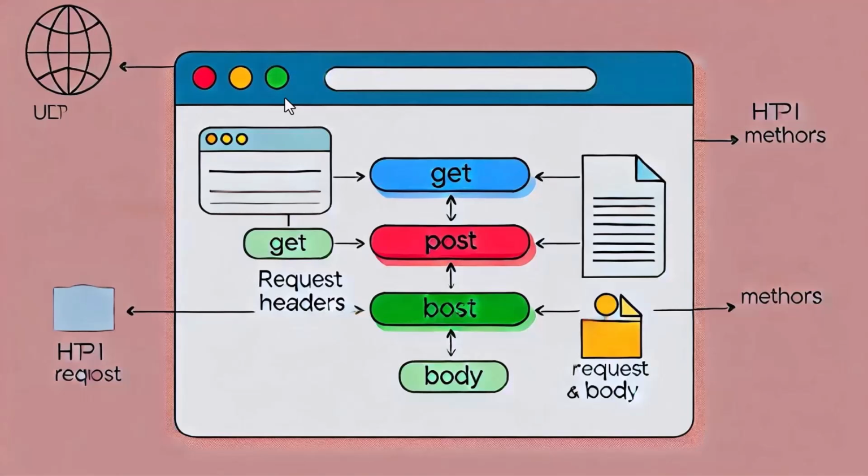the HTTP method, the type of request. The most common ones are GET and POST. GET is used to retrieve data from a server, for example viewing a web page, and POST is used to send data to a server, like submitting a form.